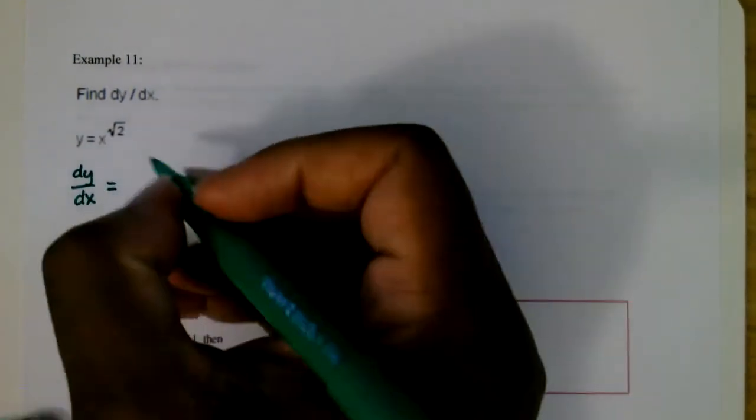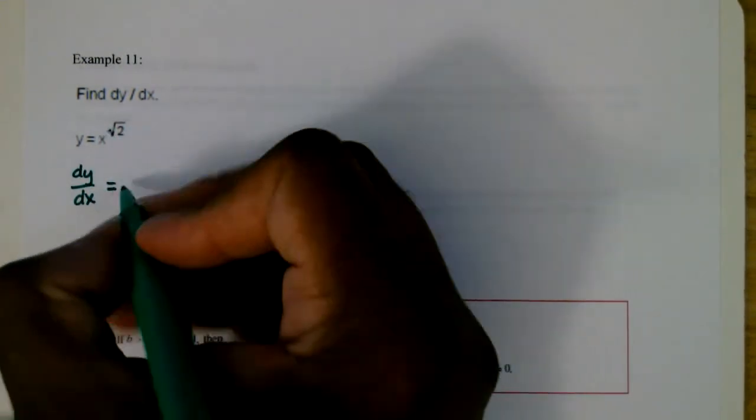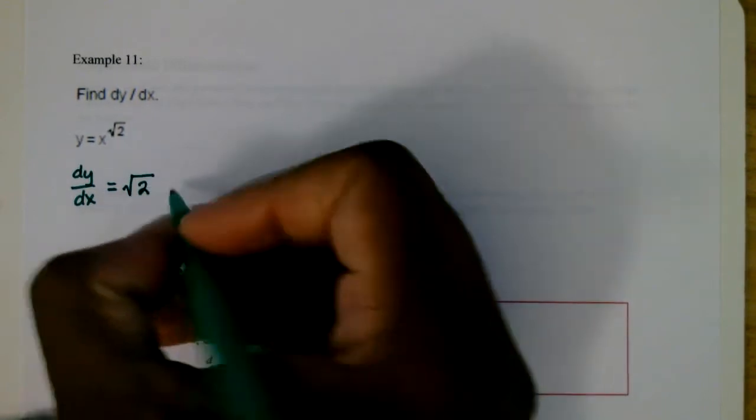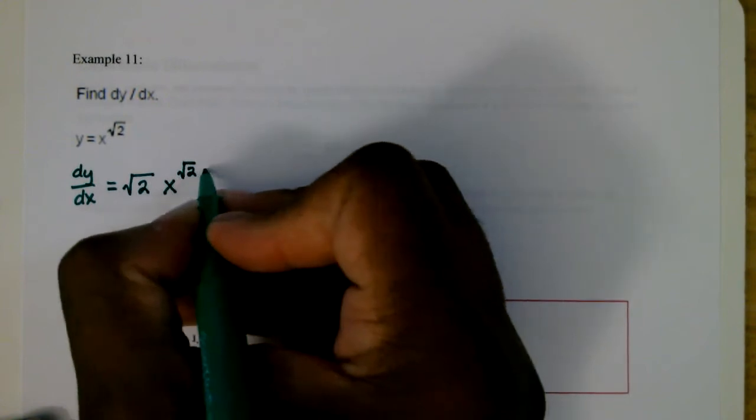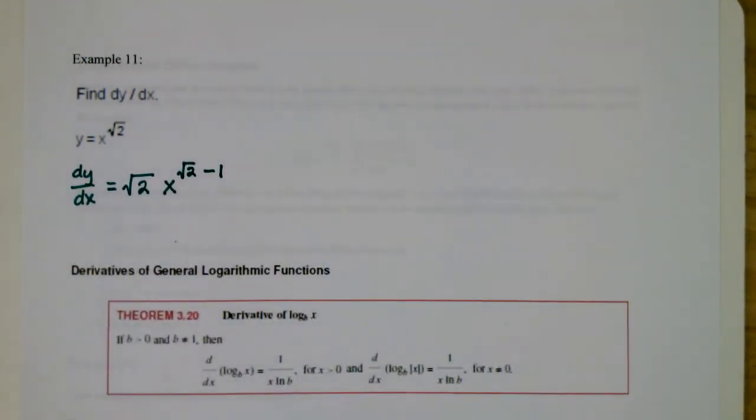So here, dy/dx. The way we do that, since the square root of 2 is a constant, we can bring the constant in front of the x. So we bring down the square root of 2, copy over the x, and then that square root of 2 will be to the 1 less power. And that would just be the following: the square root of 2 multiplied by x raised to the square root of 2 minus 1 power. Okay.